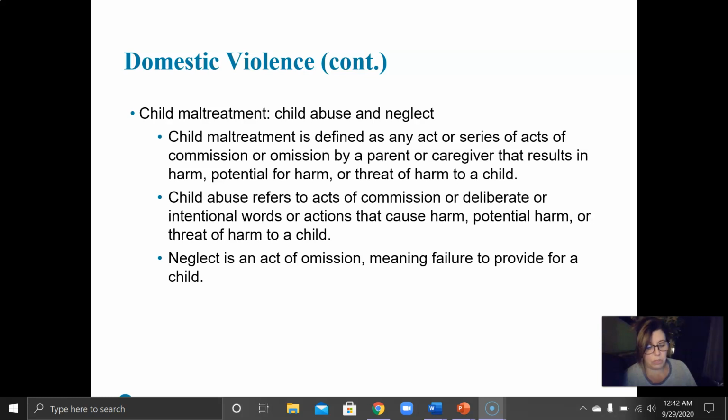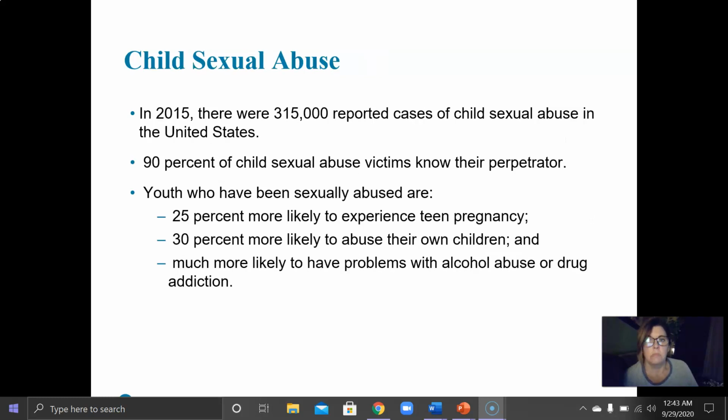Child abuse refers to acts of commission, which are deliberate or intentional words or actions that cause harm, potential harm, or threat of harm to the child, right? It just needs to be a threat of harm to a child to be considered child maltreatment. Neglect is an act of omission, meaning a failure to provide a child's basic physical, emotional, or educational needs, or to protect a child from harm or potential harm.